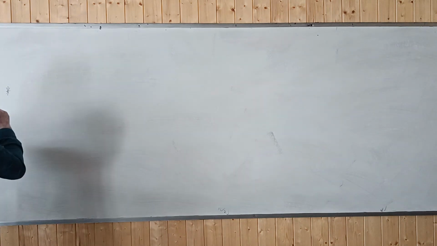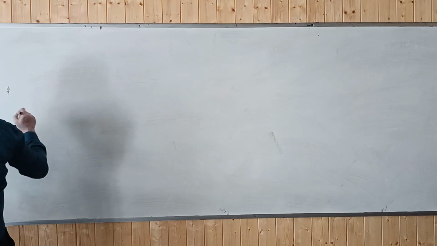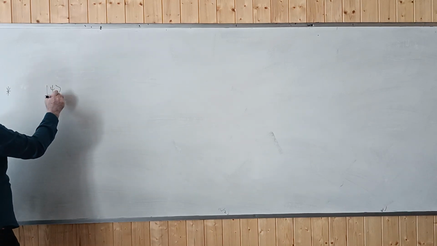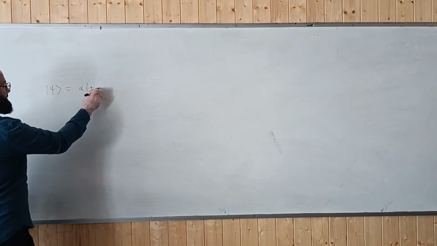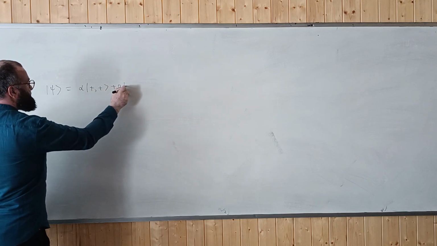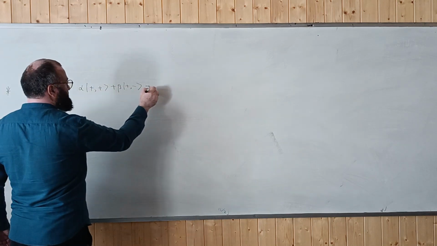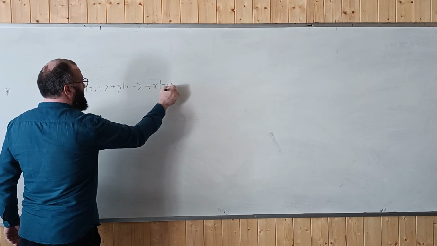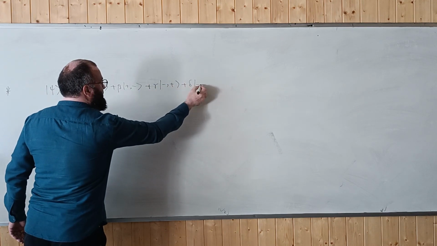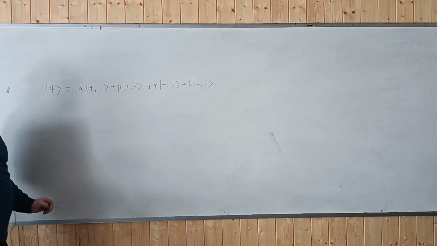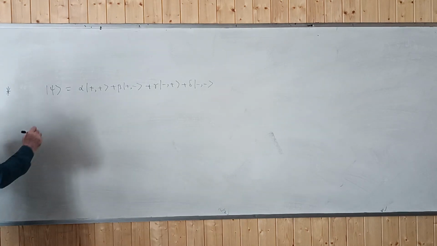So let me take an example. What I mean by that. Let me take some state psi, this is our generic state: alpha |++⟩ plus beta |+−⟩ plus gamma |−+⟩ plus delta |−−⟩. Clear? So let's act a permutation operator on this thing.